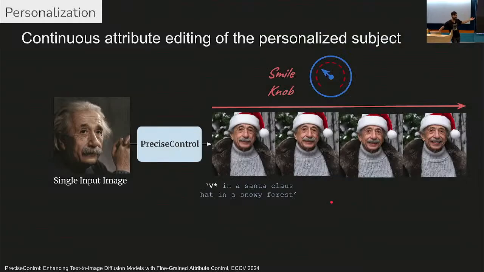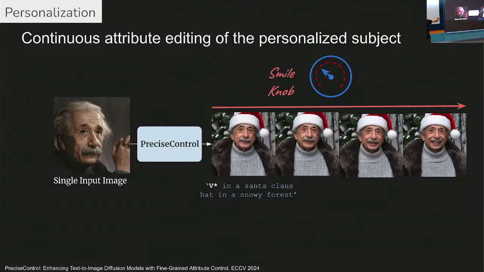We want something like this, localized control. You can see only the mouth region is getting changed. Background is well preserved, identity is well preserved, all the other attributes are well preserved. So how to achieve such fine-grained control? And you need a continuous control, like a knob kind of thing, right? You can rotate the knob, increase the intensity of the edit and reduce it.